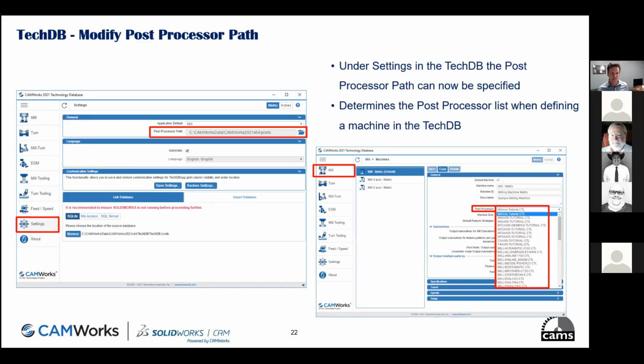And then this is something that's also huge. We can now modify the post-processor path in the TechDB. A lot of people, myself included, will have post-processors, like I have our own CAMS post-processors in one folder. I'll have some sample fabrication post-processors in another folder. I'll have like Brian's demo posts in another folder. And so it's nice, instead of having to go out and re-specify that folder path each time, you could put that right in your TechDB.